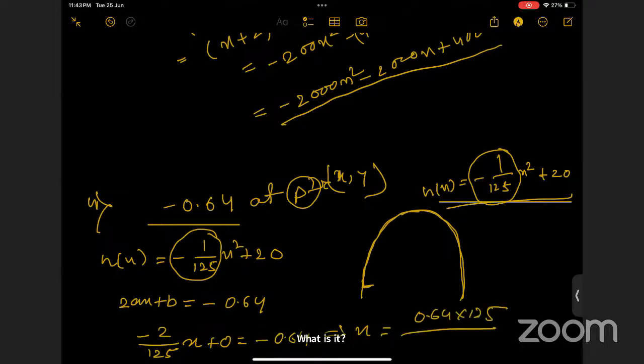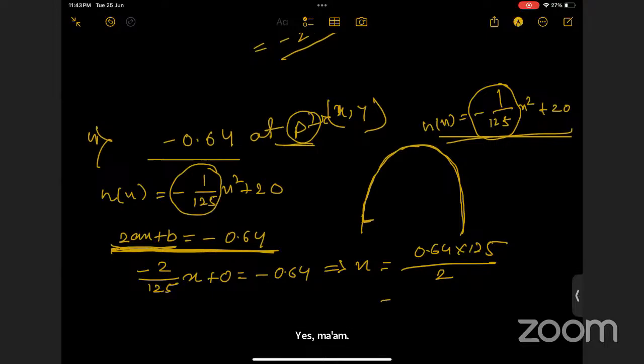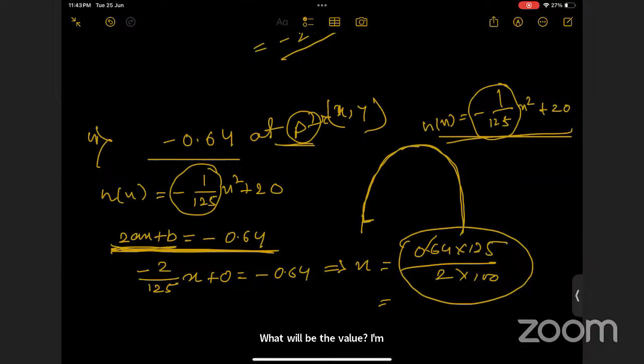Ma'am, how did you get 2ax? This is the formula for slope, no? Yes, ma'am. And this is equal to this at the point P. Now we want to find the point P, so we can do this, right? Yes, ma'am. From here, can you say what is the value of x? Just simplify, just calculate this. 64 into 125 by 2 into 100. Ma'am, 4. 4, right?